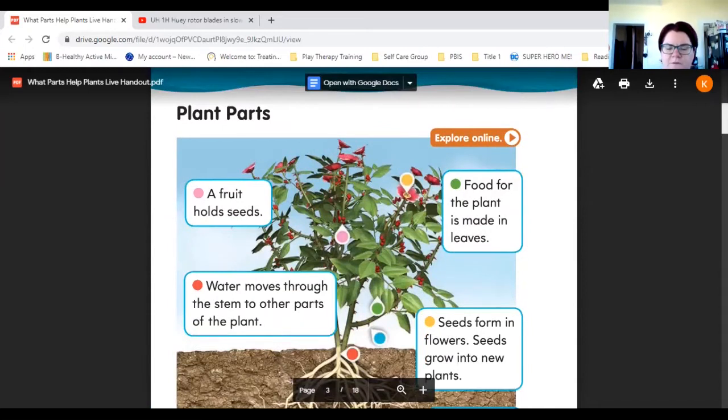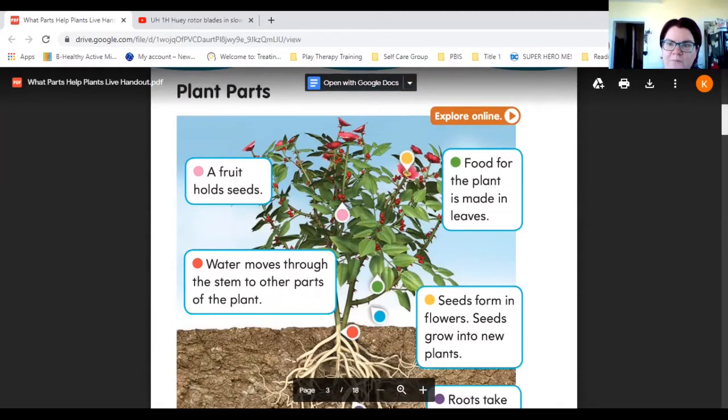Plant parts. Interesting. Let's see. There are different parts to this plant. The pink part that you can see kind of in the middle is the fruit. That holds the seed. And then the green are the leaves. That's where the food for the plant is made. Did you know that plants eat? They don't have mouths, but they eat just like we do. Oh, and the long skinny parts on the plant, the stem, the water moves through the stem to the other parts of the plant. So plants drink and eat.